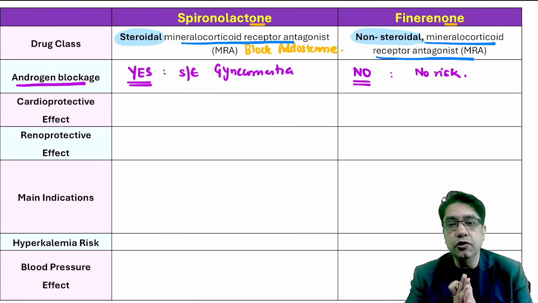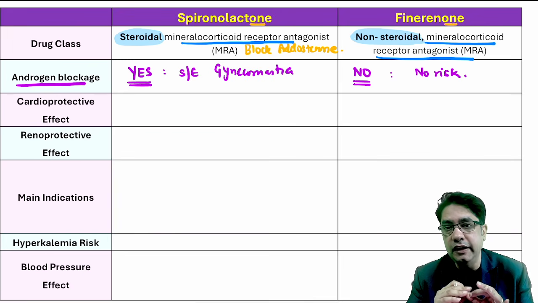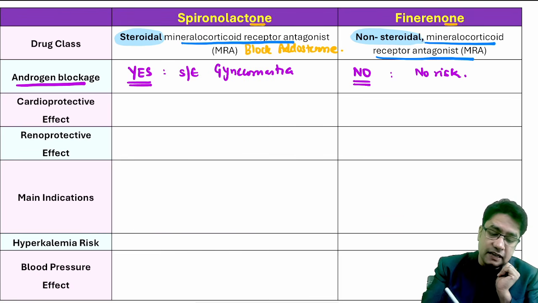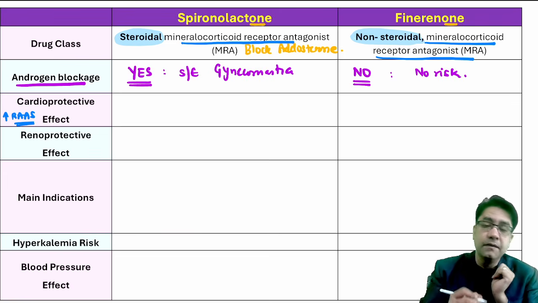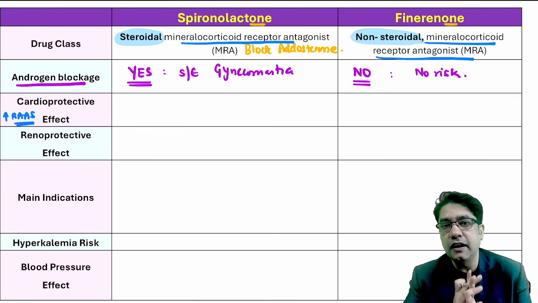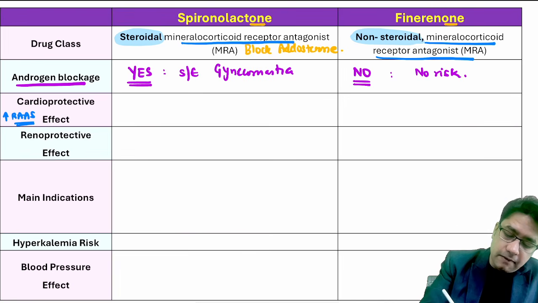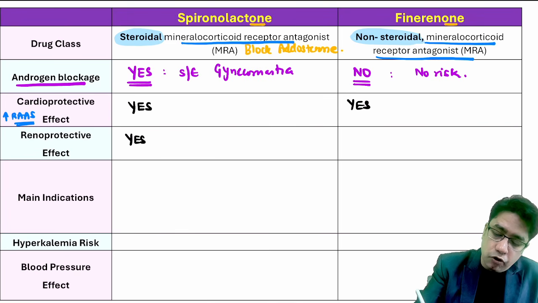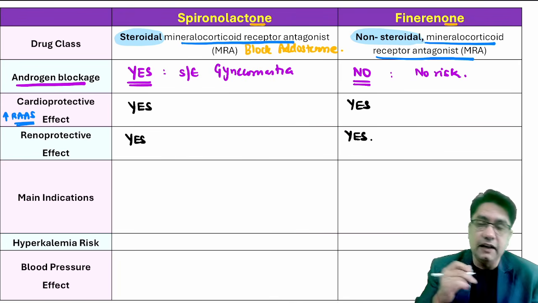Now remember, aldosterone is a very bad hormone. When there is any organ failure, let's say heart failure, kidney failure, there is increase in RAS activity, renin, angiotensin, aldosterone activity, and this aldosterone damages heart, it damages kidney. So which drug has a cardioprotective effect? Remember, both of them have cardioprotective effect. Agreed? And which drug will have renoprotective effect? Remember, both drugs have renoprotective effect.